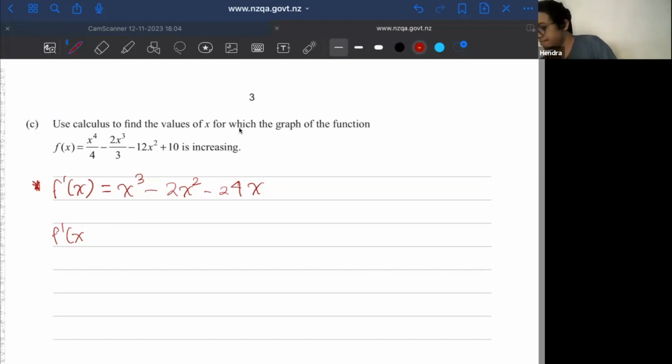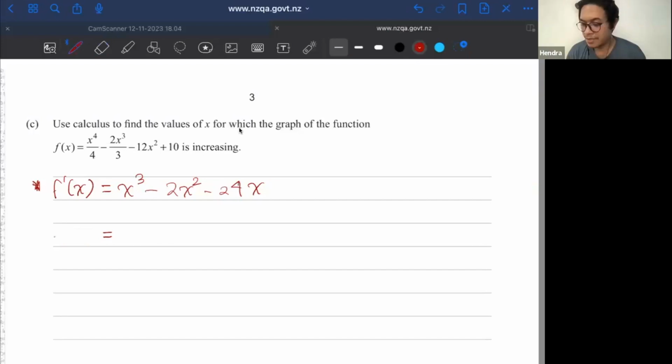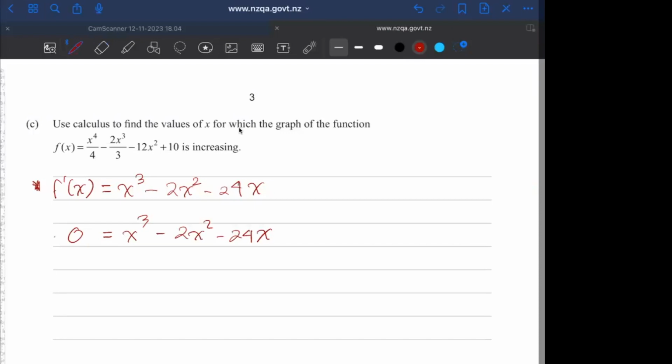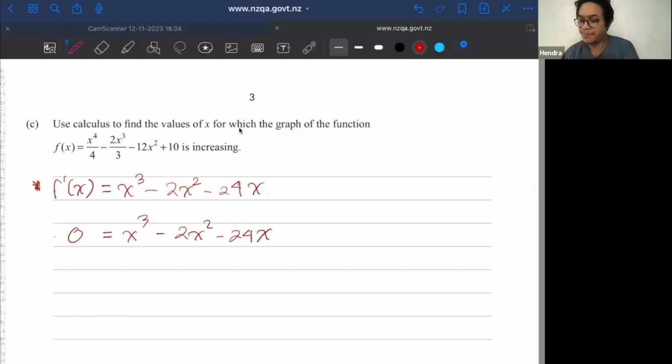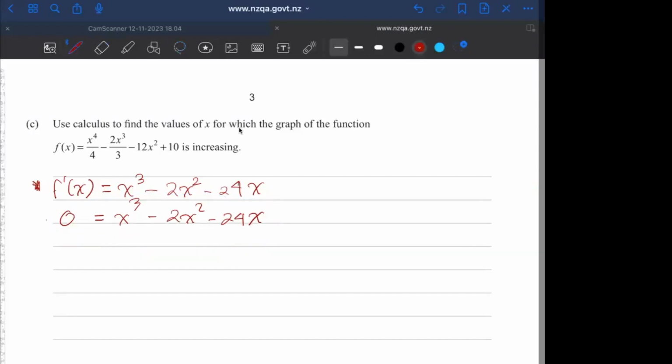Do you get anything? 0 equals x cubed minus 2x squared minus 24x, right? Wait, why is y or f of x 0? F prime x. So what does the f prime stand for? The gradient, right? Yeah.